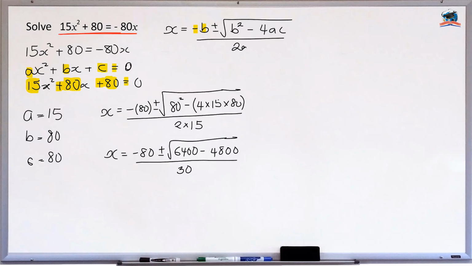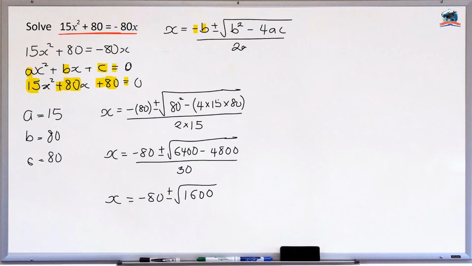Okay, let's proceed. So here we have x will be what? We have minus 80. Excellent. We have a plus and minus. Beautiful. We have the square root sign there. And 6400 minus 4800. This gives us 1600. 1600. We have this all over 30. Beautiful. Okay, let's move to the right side. We're just going to draw a demarcation line here to separate it.